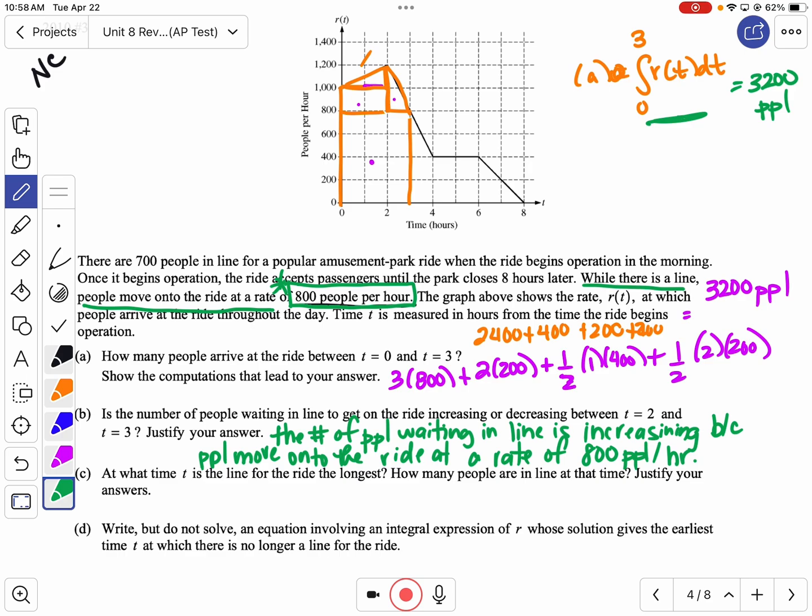Okay. All right, let's keep going. We'll come back and we can fight later. All right. So it says, at what time t is the line for the ride the longest, and how many people are in the line at that time? We got to justify ourselves.